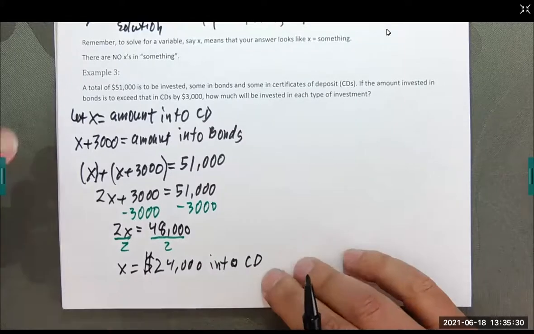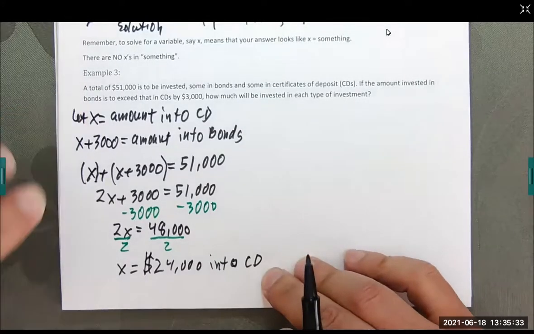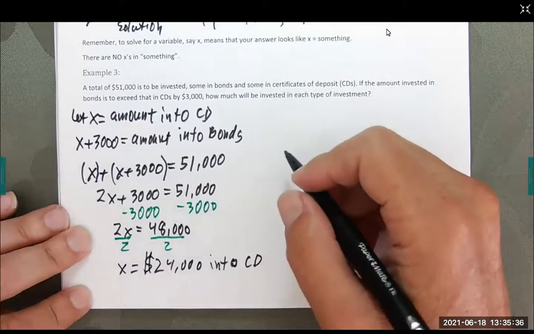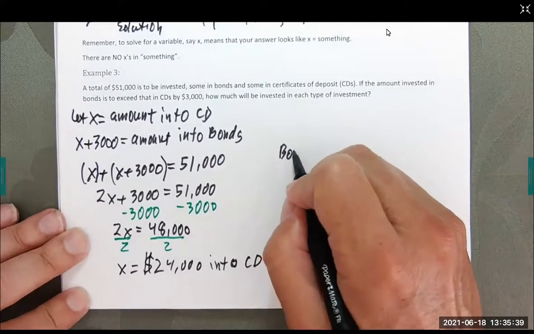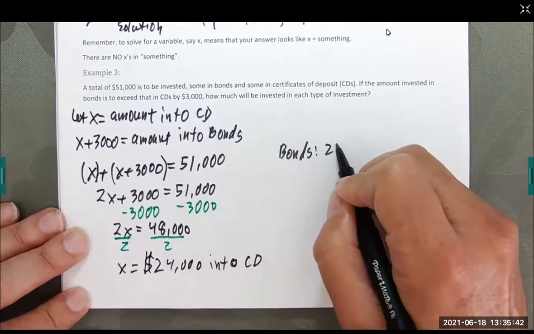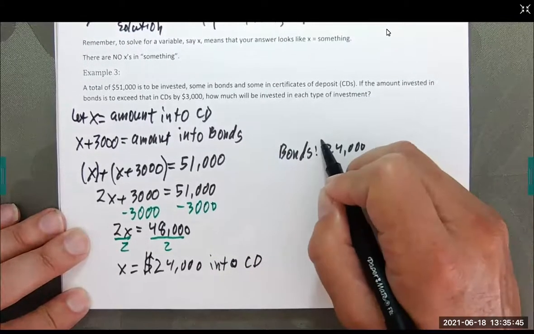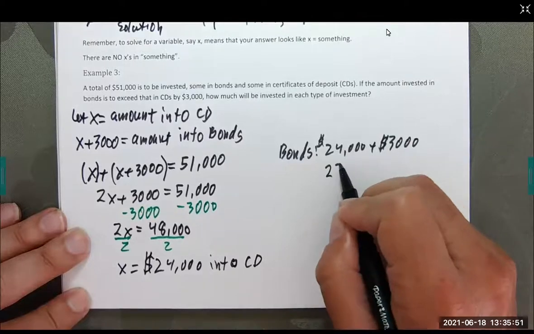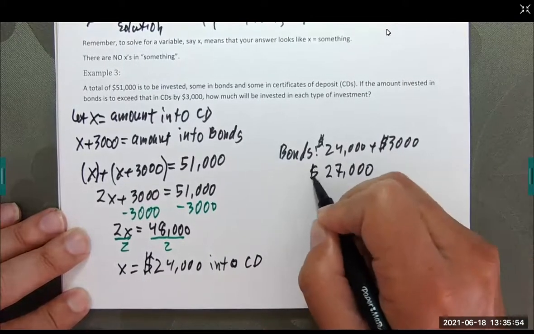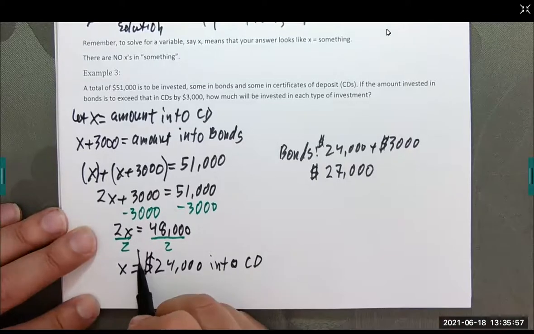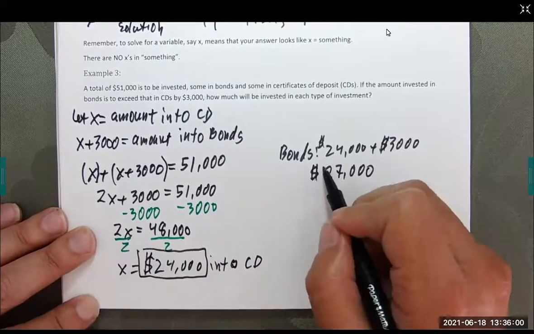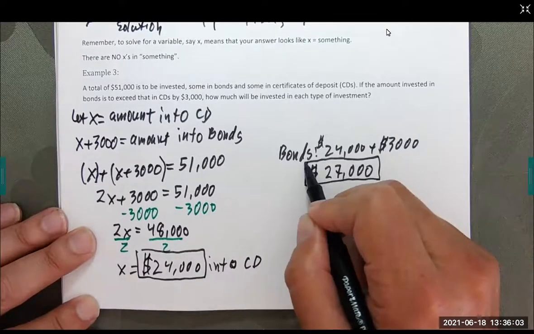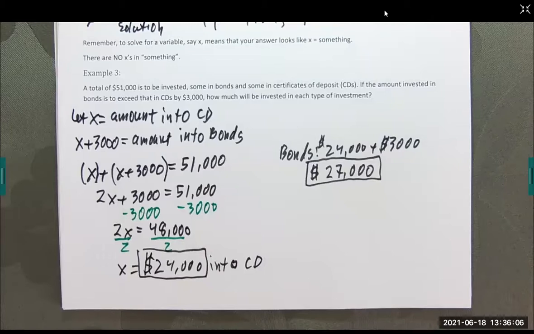I know that because I defined X as being the amount into a CD. Now, that means that for the bonds, it's going to be $24,000 plus the 3,000. So that'll be $27,000 invested in the bonds. So here are my two solutions. Not so bad. Make sure you take your time with the word problems and make sure that you clearly define what your X and Y's, or your X's are, and if there is another Y or something, you'll have to define that as well.